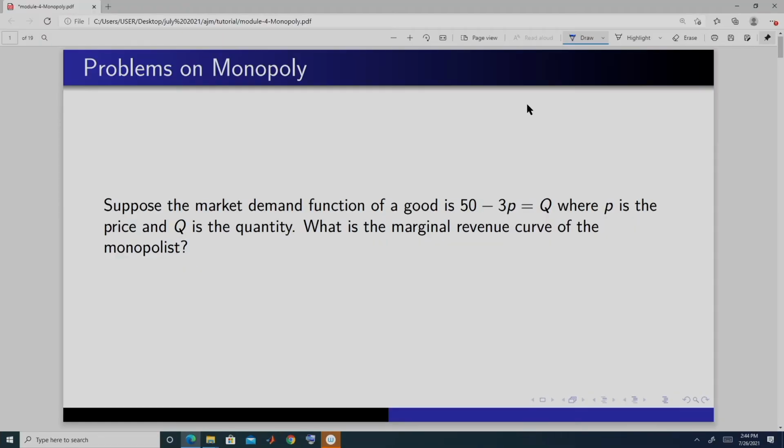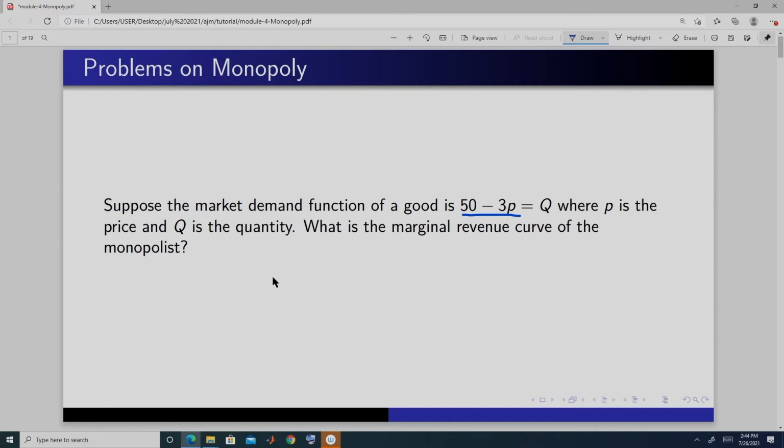We will discuss a few problems on monopoly. So, let us look at this first problem. Suppose the market demand function of a good is this, where P is the price and Q is the quantity demanded. What is the marginal revenue curve of the monopolist?